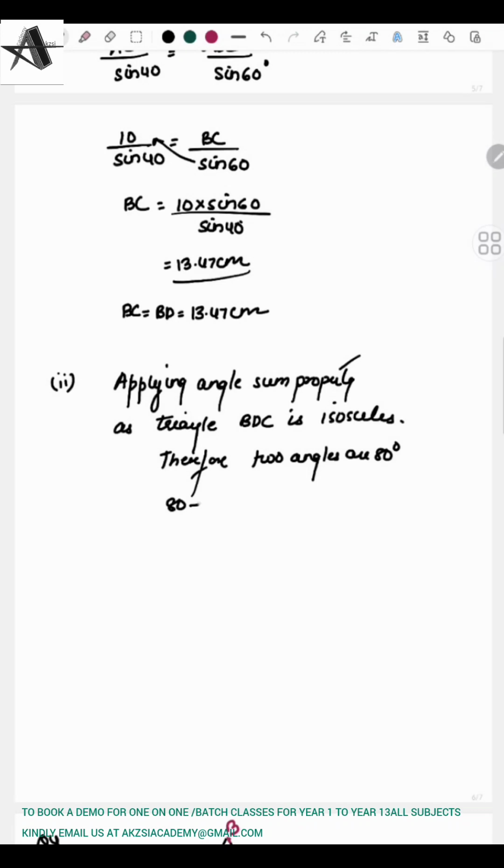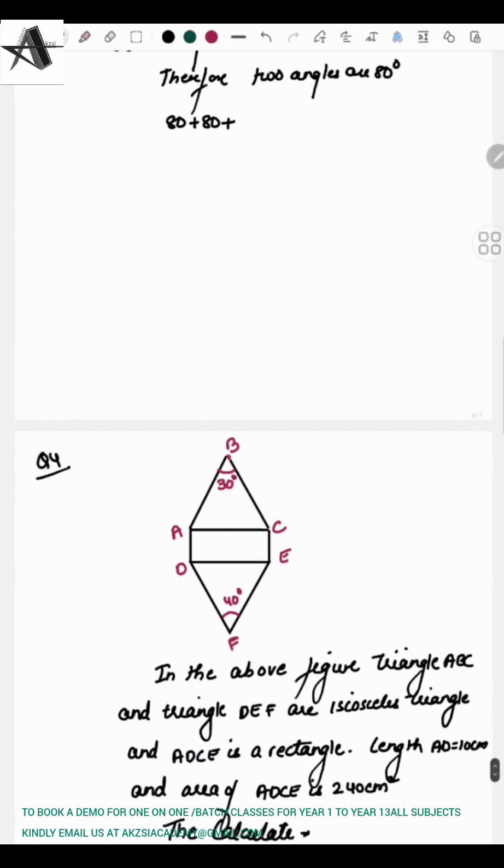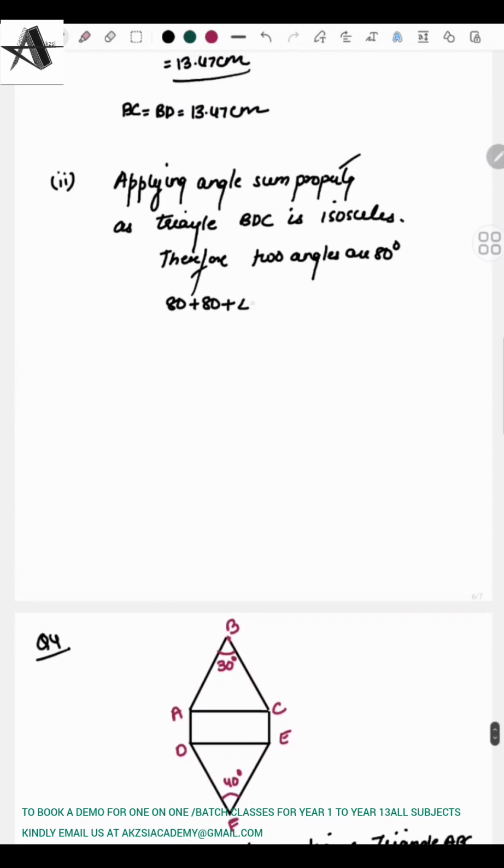So 80 plus 80 plus the angle that they are asking, let me say this angle be DBC. So angle DBC plus 80 plus 80 equals 180 degrees. So from here angle DBC is equal to 20 degrees. Hence we have calculated this one.